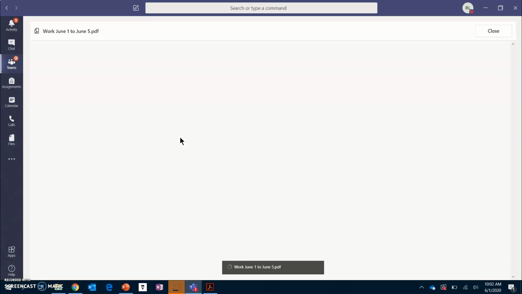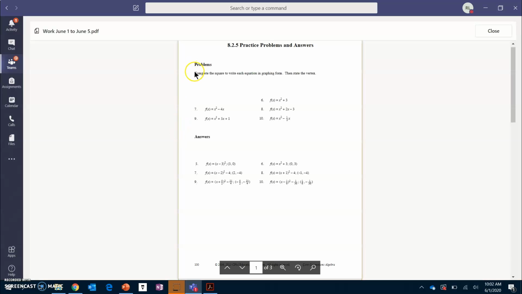And so it looks like page 1 is more of this completing the square stuff. Remember that the second part, stating the vertex, I'm going to leave as optional, because we're not really doing much graphing here, so stating the vertex might be a little bit confusing. So we're doing problems 6 through 10, so we're pretty much doing the whole first problem.